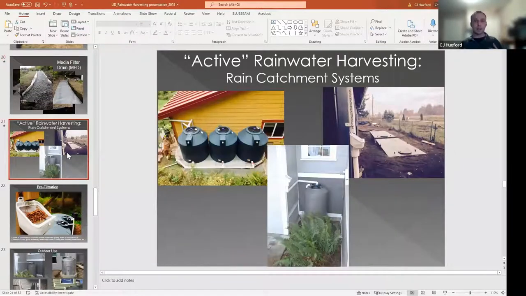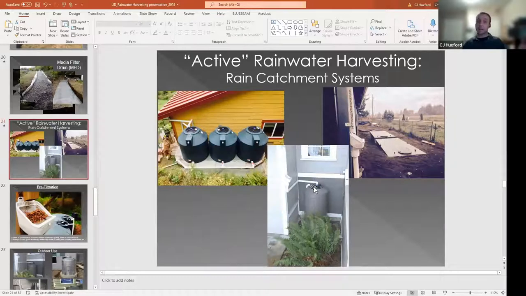So when talking about active rainwater harvesting, it's the opposite. You're actually catching that water in a container to then be reused for another purpose. That's active rainwater harvesting. Here's a few examples of that. That middle picture is a typical rain barrel that you might see. You have a downspout filter on the side. The downspout comes down, goes into the rain tank.